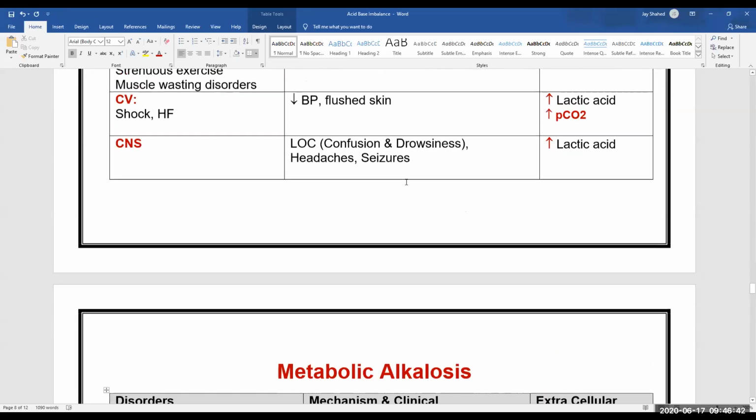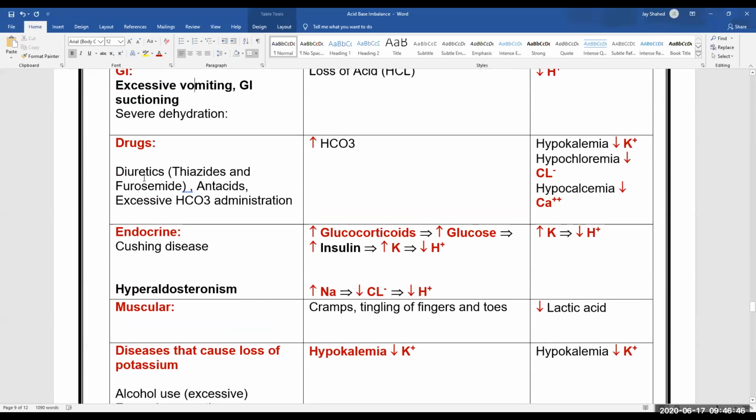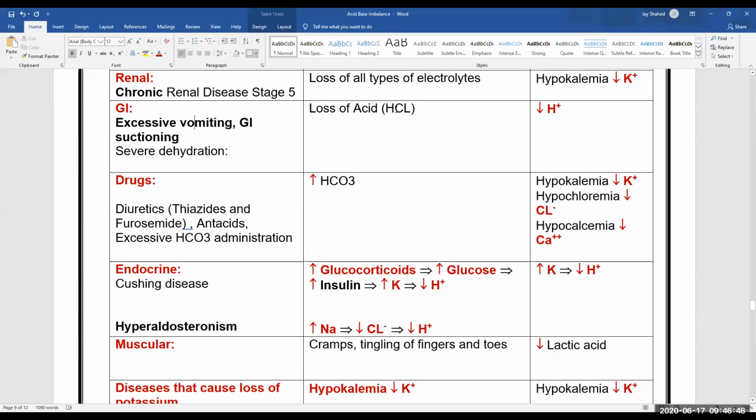All right, so diarrhea, think of it as what? Acidosis, and vomiting would cause you alkalosis because you vomit what? The acid. So when you lose the hydrochloric acid and you have severe dehydration also, all right? So when you have severe dehydration, again, you have less hydrogen in your body, and you end up having less hydrogen, so that would cause you into, again, alkalosis.